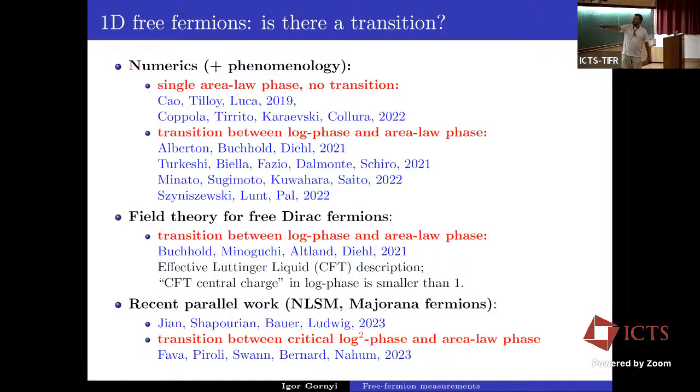So, this is a very nice analytical work by participants of the event, who developed a field theory for free Dirac fermions under continuous monitoring. And Michael Alex and co-authors predicted a transition between a logarithmic phase and area law phase, similar to this, utilizing an effective Luttinger liquid description, such that the CFT, conformal field theory, central charge in the log phase was found theoretically smaller than 1.